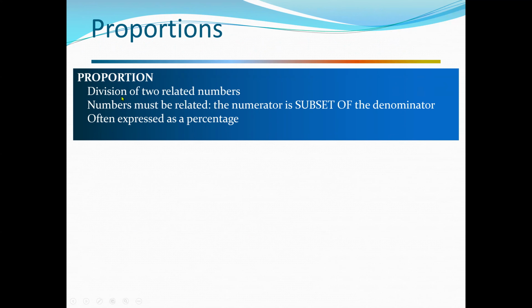The next will be the proportion. Proportion is a division of two related numbers. With a ratio, the division of two numbers, they are not related. With a proportion, they have to be related always. That's why we say a proportion is more or less like a prevalence. The relation here is that they are all in one population. They are all, let's say, students, or they are all patients, or they all live in one geographical area. So we divide those who have the problem by the whole total of people. So division of two related numbers is a proportion. Numbers must be related. The numerator is a subset of the denominator, often expressed as a percentage.